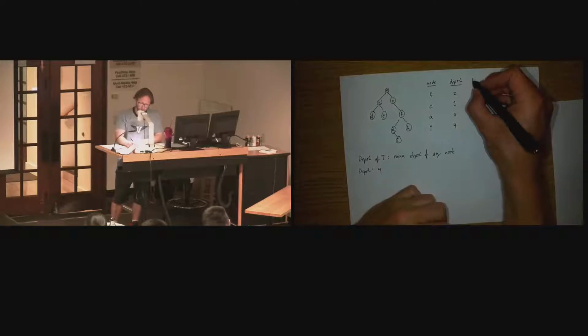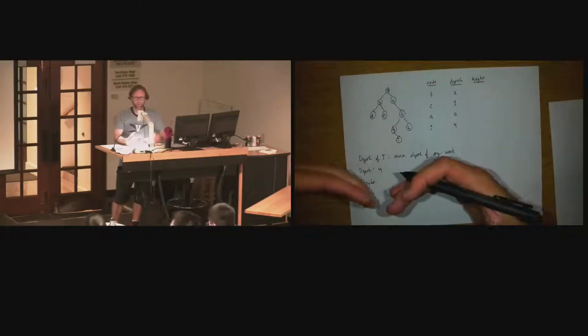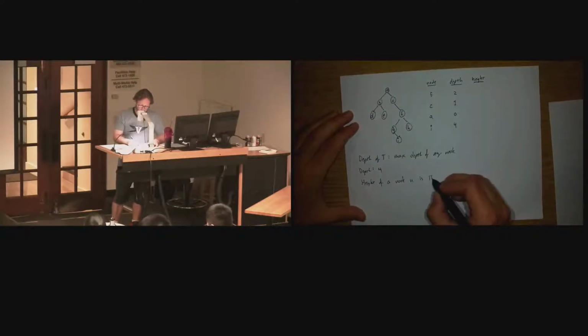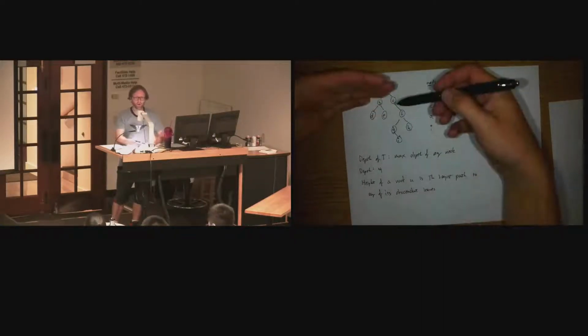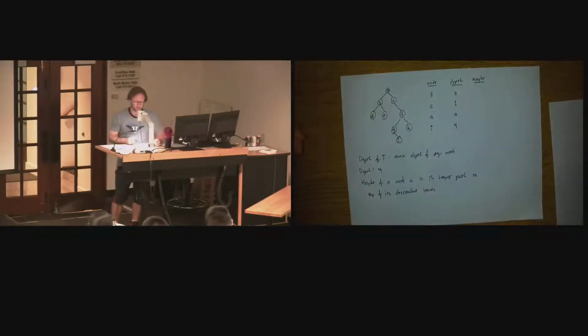Here's another related concept, height. All right? What is height? Well, depth goes from the top down. The height of a node, U, is the longest path to any of its descendant leaves. Right? So again, we've got a parent-child relationship. So we've also got an ancestor relationship and a descendant relationship.